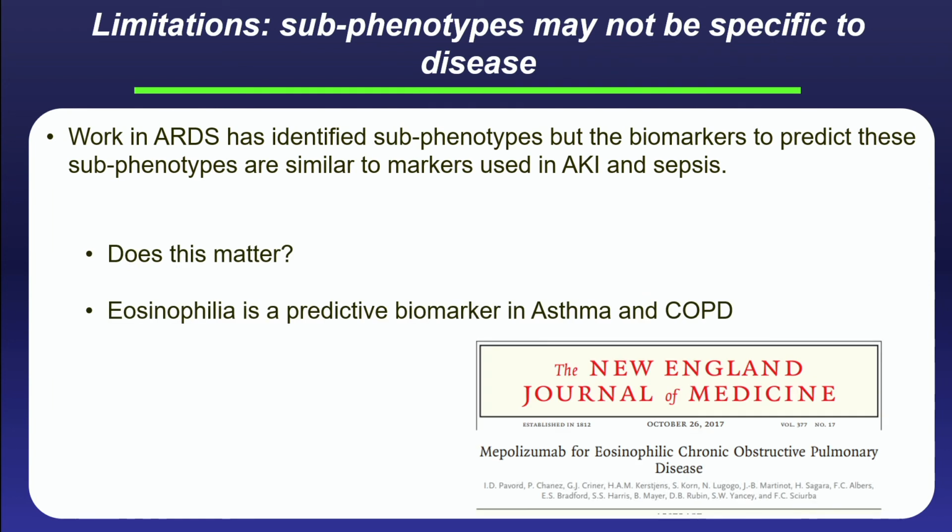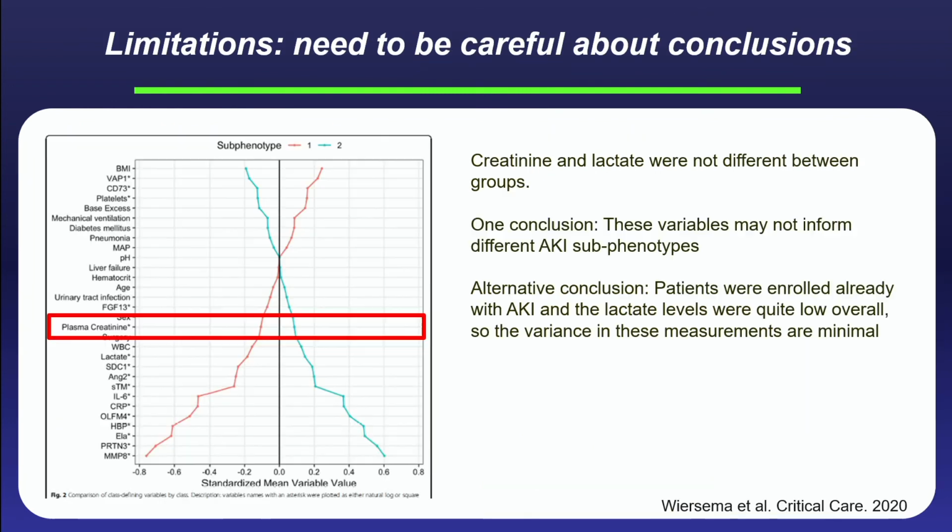I think the other challenge is there may be biologic pathways that overlap different syndromes. And so the subphenotypes we've been identifying in AKI have some overlap with work that's being done in sepsis. And I don't think that's necessarily a problem. There's been a lot of work looking at peripheral eosinophilia as a predictive biomarker in asthma, especially for use of mepolizumab. And now there's even recent work looking in another airway disease such as COPD and using this therapeutic. And so I think a lot of these pathways probably overlap across diseases.